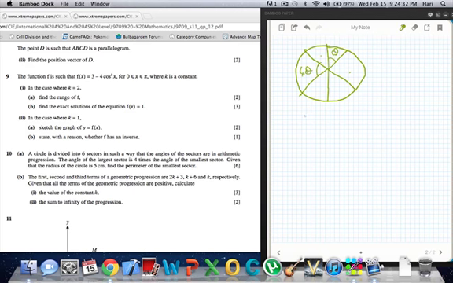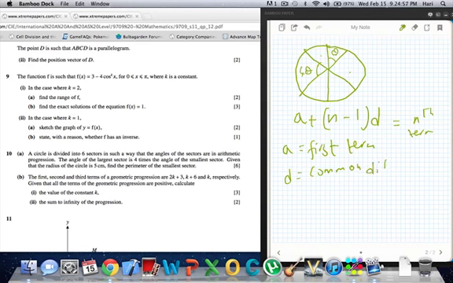By our arithmetic progression formula, the nth term is a plus n minus 1 into d, where a is the first term, d is the common difference, and n is the numbered term. That is, the first term is a, the second term is a plus 2 minus 1 into d, etc.